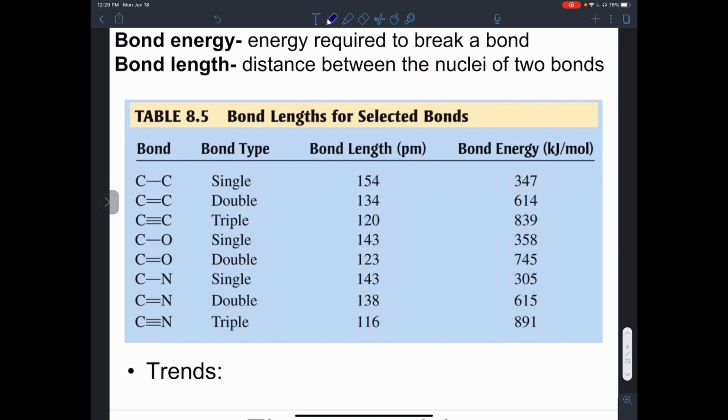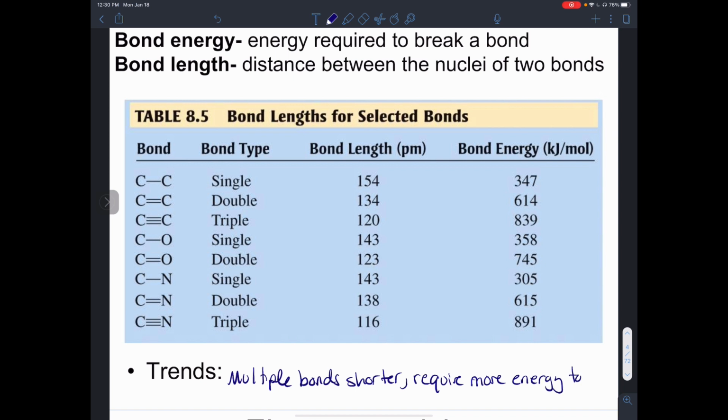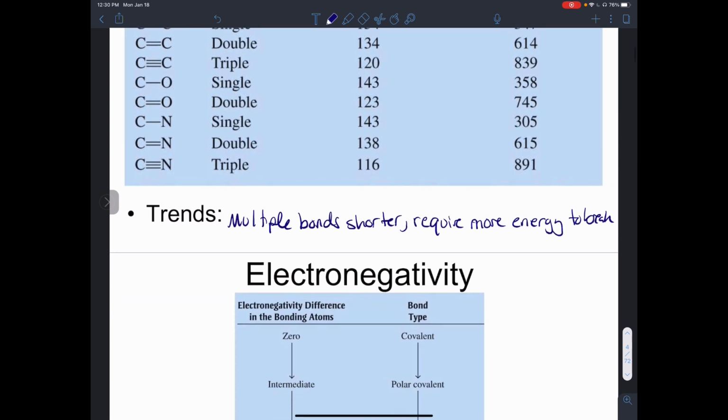So let's write down this trend that we've noticed. Multiple bonds are shorter than single bonds and require more energy to break. That's what that means, bond energy. That's the amount of energy required to break it. Doesn't that make sense? It takes more energy to break a triple bond than a double and a single.